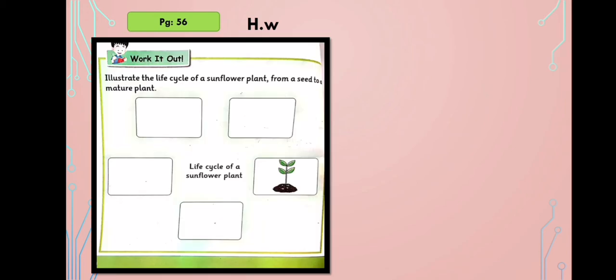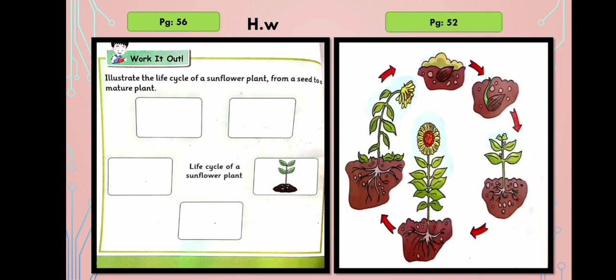Okay, now open page 56 and this is your homework to complete. Exercise Work it out. Illustrate the life cycle of a sunflower plant from a seed to a mature plant. You can take help from page 52 to complete this life cycle of a sunflower plant.